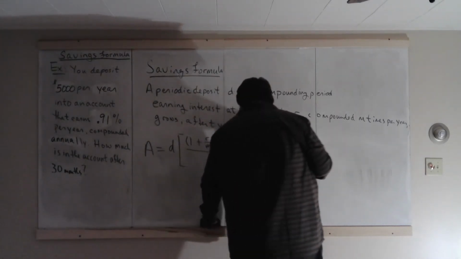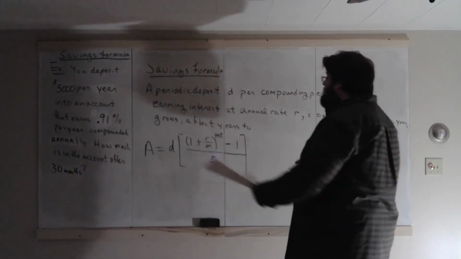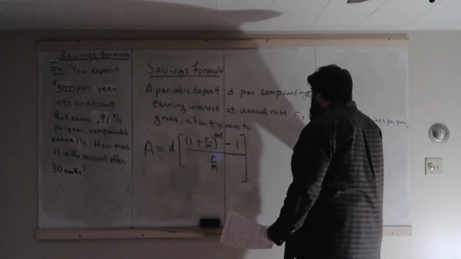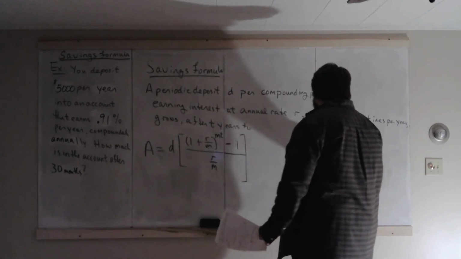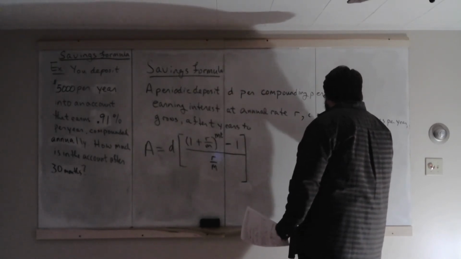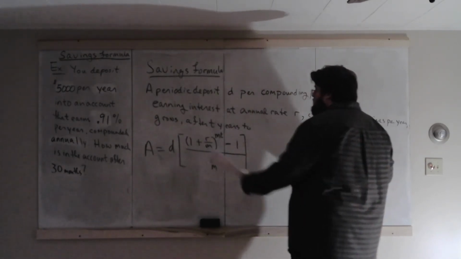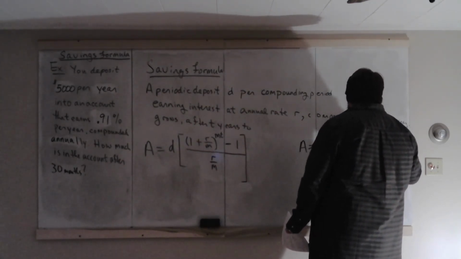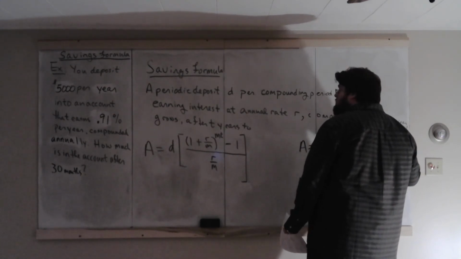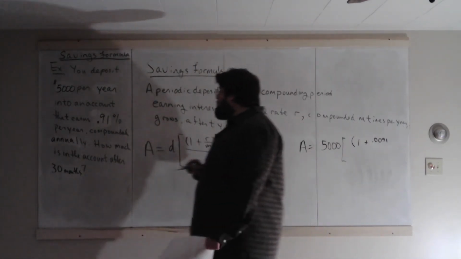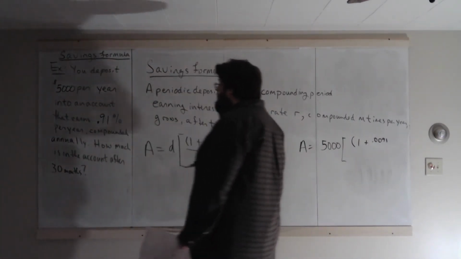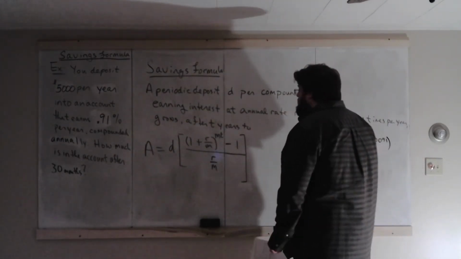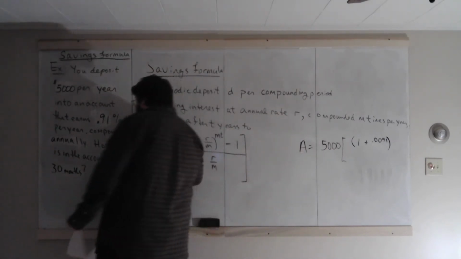Well, for this one, we'll just use this savings formula. So I'll write the answer over here. A equals $5,000 times R is what? 0.0091. 1 plus 0.0091 all over M. How many compounding periods are there in a year? Well, it's compounded annually, so there's only one compounding period per year. So I'll just write that like that. All raised to the MT.